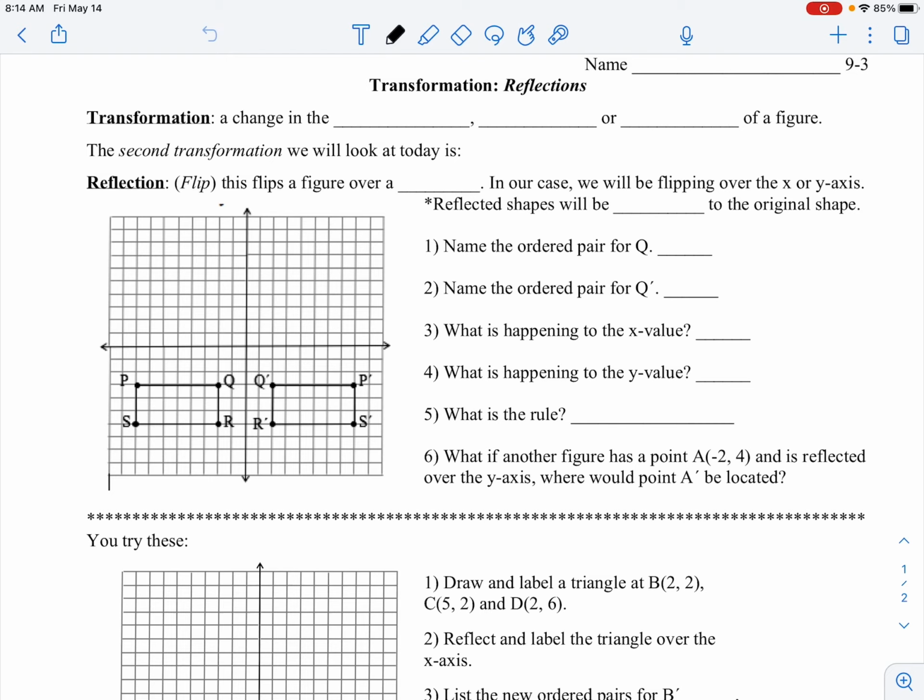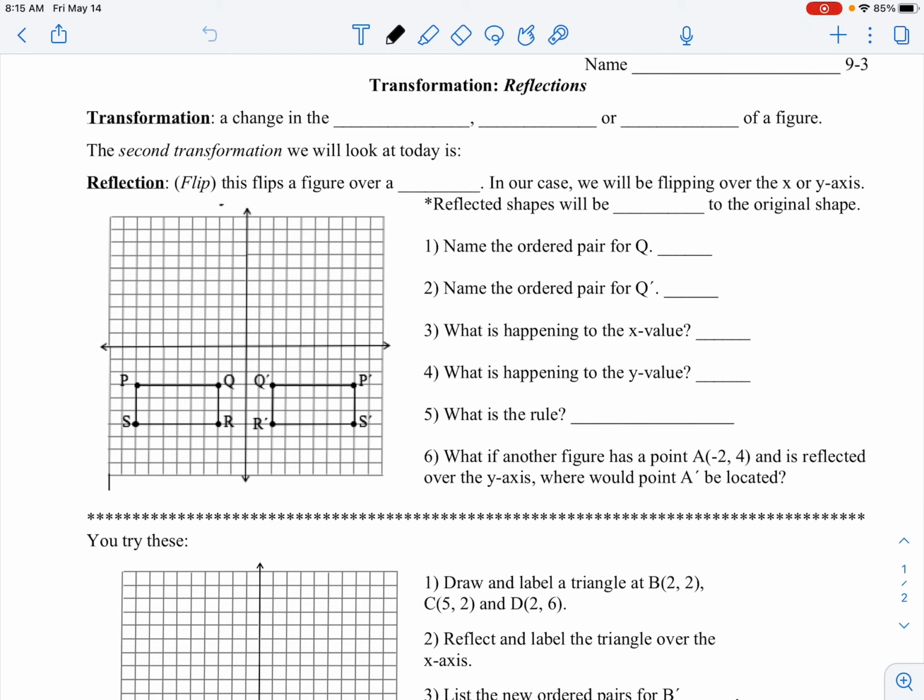So yesterday we took a deep dive into translations, which was a fancy word for slide. The shape stayed the same, but we just slid it into a new position based on what we were told, and then we were able to come up with a rule in order to figure out what that slide may have been, what direction and how many units we had to move it.